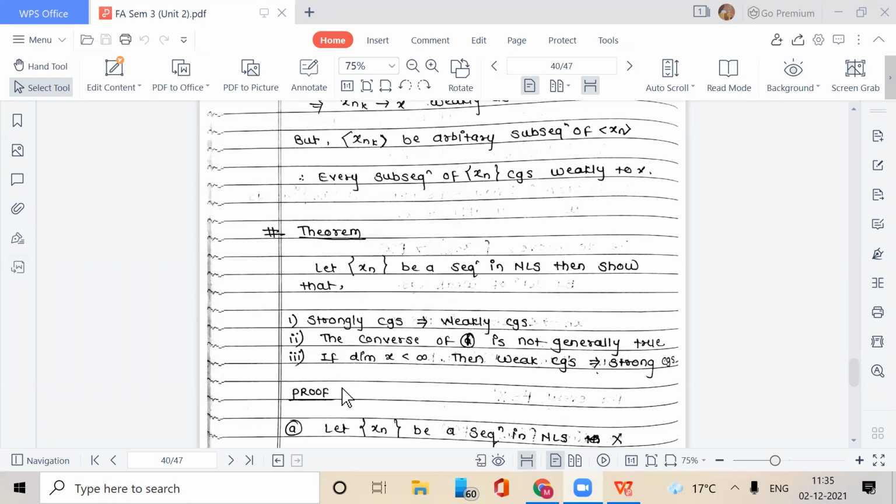Number 3, if the dimension of the normed space X is less than infinity, then weak convergence implies strong convergence. That is, if X is finite dimensional, then weak convergence implies strong convergence. In part 1, we have given that strong convergence implies weak convergence. In part 2, we have to show generally the converse is not true. But in part 3, we show that if X is finite dimensional, then the converse is also true.